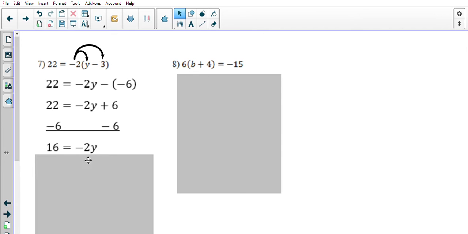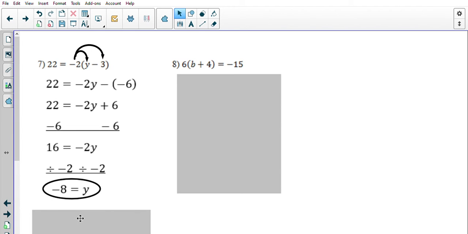Now divide both sides by -2. Solving two-step equations should be starting to get pretty routine for you. We'll get -8 equals y, or y equals -8.